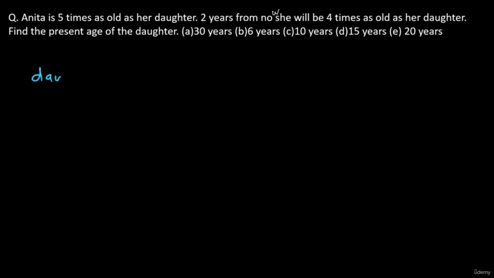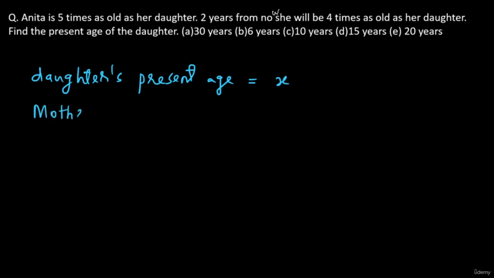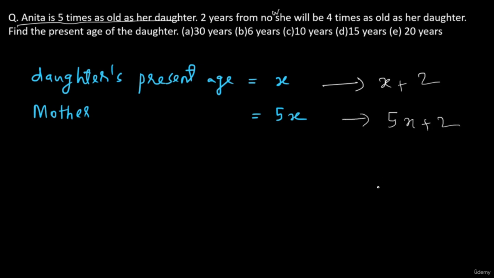Let the daughter's present age be X. Alright, now the mother's age would be 5X, right? Because it's given that Anita is 5 times as old as her daughter. So Anita is 5x years old. Now 2 years later, the daughter will be x plus 2 years old, right? And Anita would be 5x plus 2 years old. Now it's given that at that time, Anita would be 4 times as old as her daughter. So that means 4 into the daughter's age would be Anita's age.